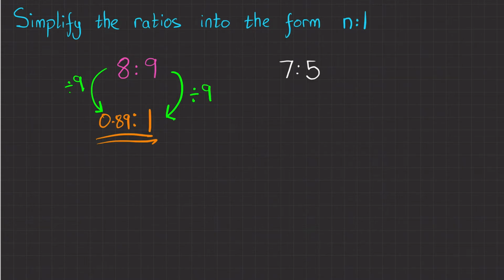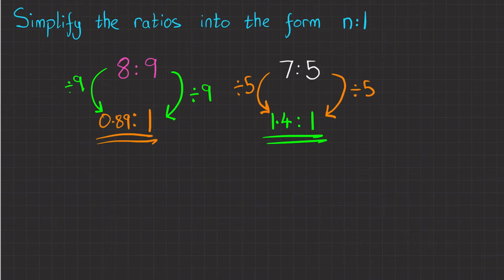7 to 5, again, I'm going to write n to 1, so a number to 1. To get from 5 to 1, we need to divide by 5, as 5 divided by 5 is 1. We also need to divide the left hand side by the same number, so divided by 5. 7 divided by 5 is 1.4. So our ratio will be 1.4 to 1.